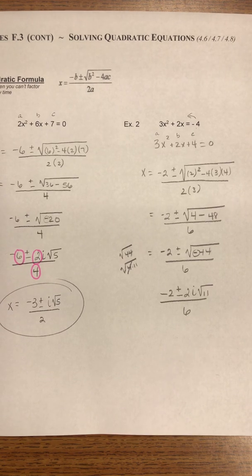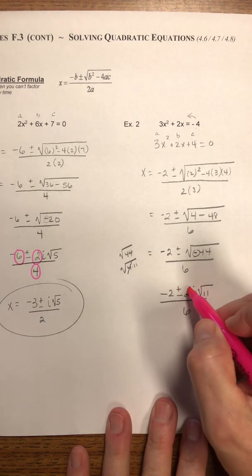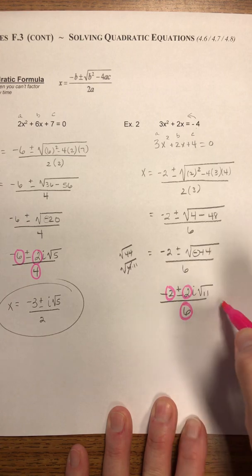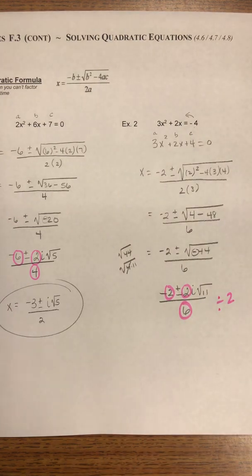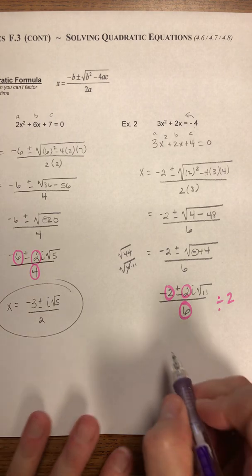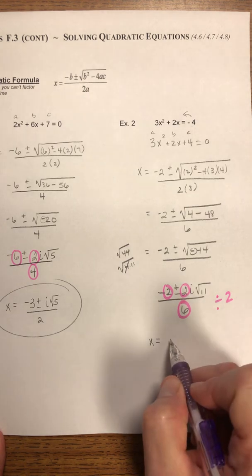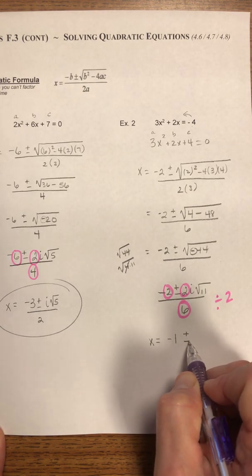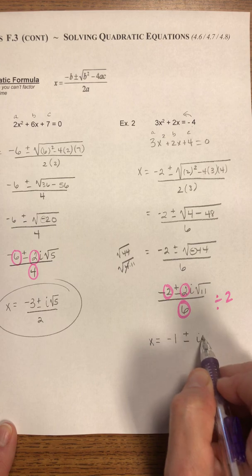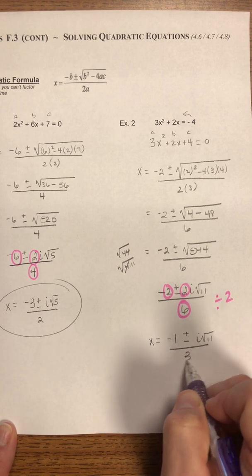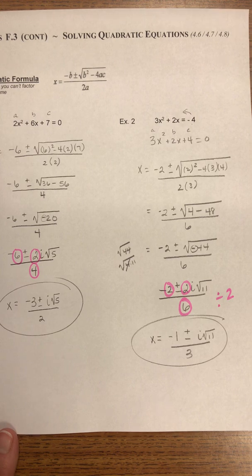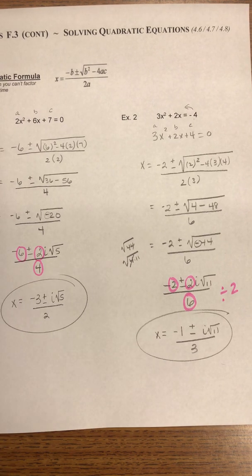And so I still have to ask myself the question, these outside numbers, they're all divisible by 2, so I'm going to shrink each one of them by dividing by 2. So my answer would be, the two x values would be negative 1 plus or minus i square root of 11 all over 3. So now when you use the quadratic formula, you will see that sometimes underneath the radical you'll get a negative, and you'll have to simplify it, but you'll also have to pull out an i for that negative.